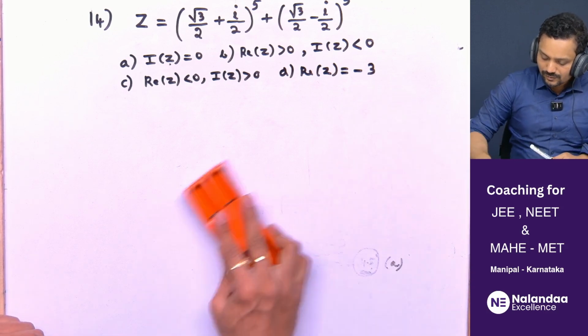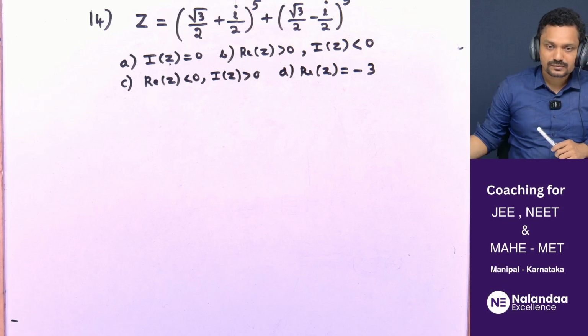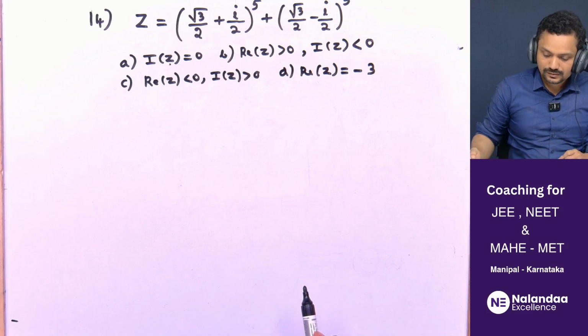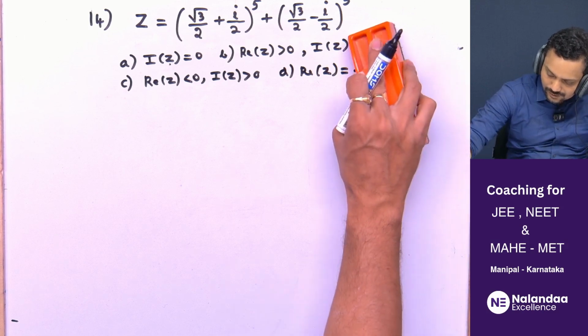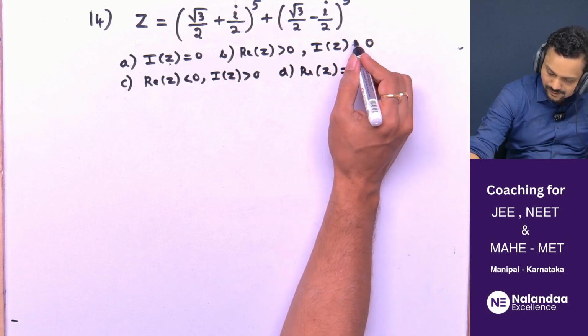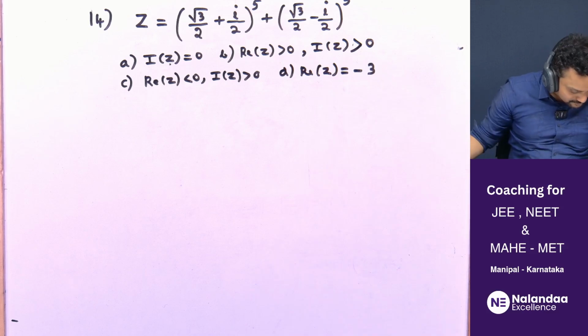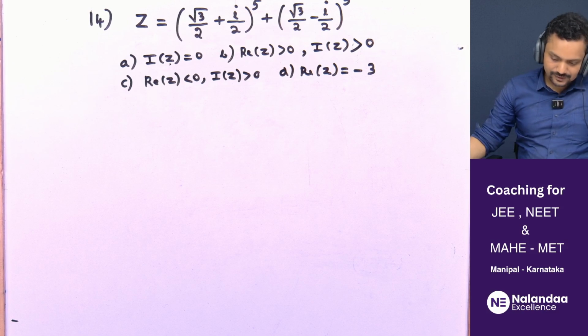Yeah, sir, it's given option B as imaginary part greater than 0. Should we change that? Oh, yeah, sorry. This is given like this, no? Yes, correct. Okay, you are right. Yes, it's given like that.